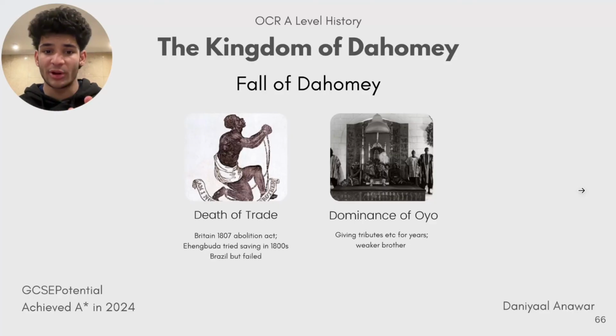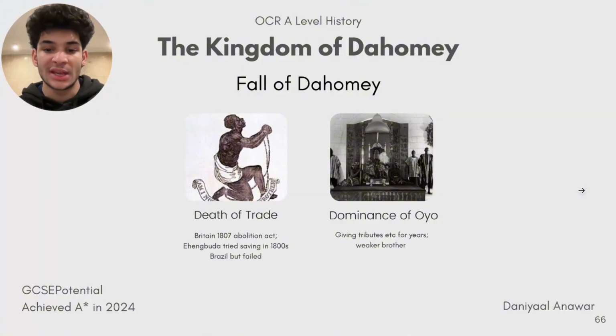Fall of Dahomey, 2 points. They engaged in a lot of slavery, firstly. So when there was the death of the slave trade, when Britain signed the 1807 Abolition Act, Dahomey was like, okay, we're cooked. Ehengabuda, who was one of the kings in charge of Dahomey, tried saving slavery in the 1800s through Brazil, working with Brazil to get them involved in slavery, but he ultimately failed, as we could tell, because Dahomey no longer really exists.